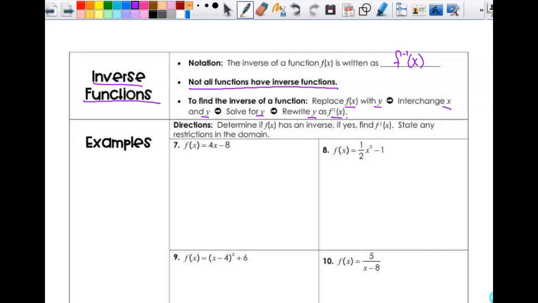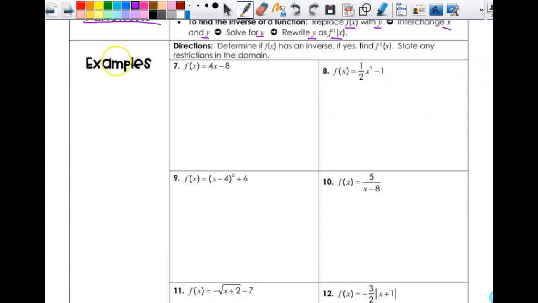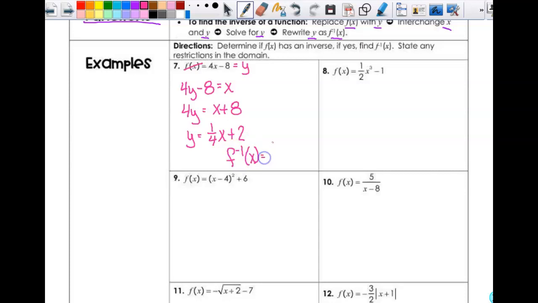Okay. So let's look at number 7. We are going to set this equal to y. All right, we'll take off that f of x, make it equal to y. Then we're going to exchange x and y, so this becomes 4y minus 8 equals x. And then we solve for y. So this is going to be 4y equals x plus 8, divided by 4, so y is equal to 1/4 x plus 2. So that means that f inverse of x equals 1/4 x plus 2.